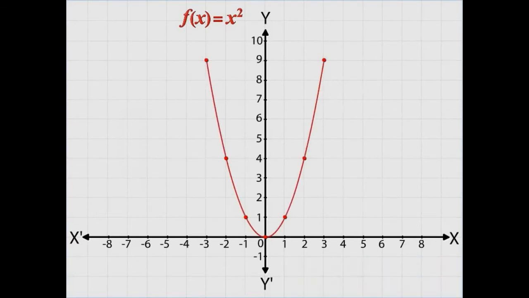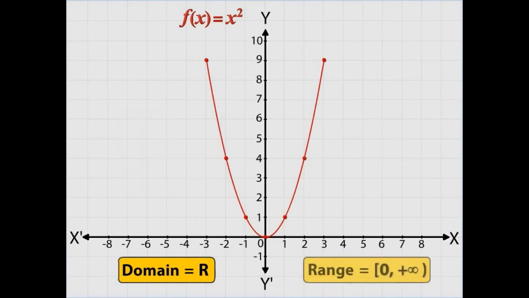This graph shows that as x increases, y increases, and as x decreases, y increases, so f of x is positive for all values of x. Thus, the domain of this function is the set of all real numbers, and the range is the set of all real numbers greater than or equal to 0.